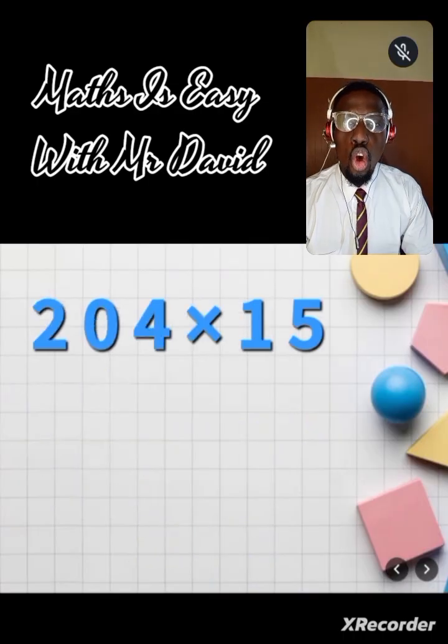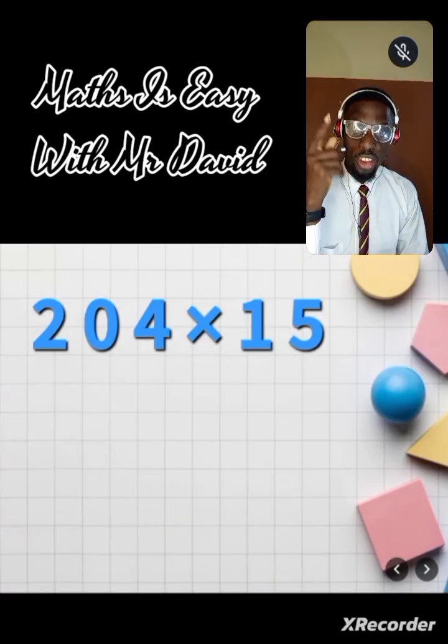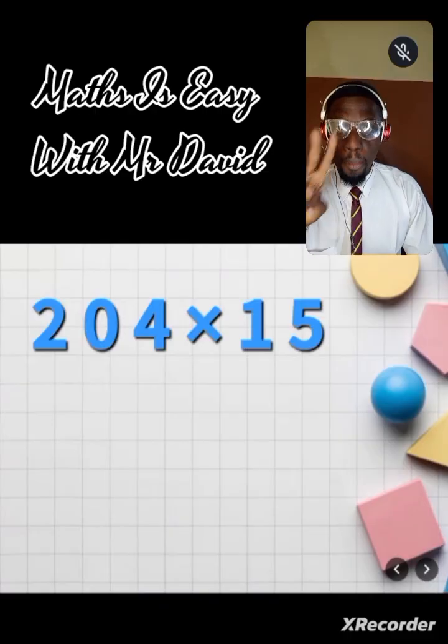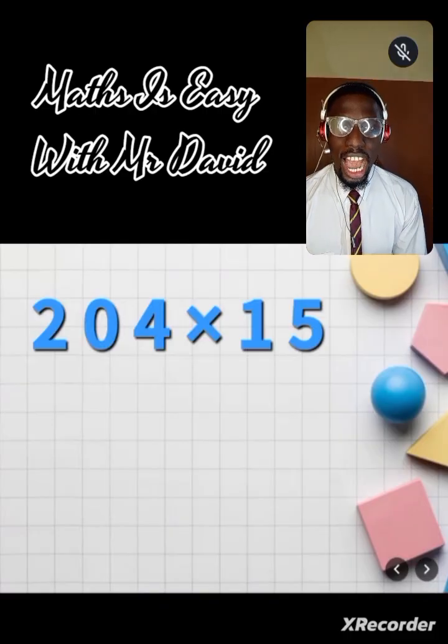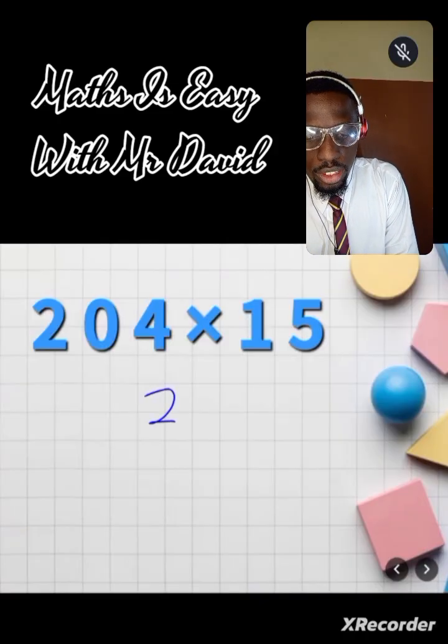Okay, let's take a look at another one. This is 204 multiplied by 15. This is 3 digits. Does it work here? Let's find out. We still have to divide 204 by 2. 4 divided by 2 will give me 2. 0 divided by 2 is 0. Then 2 divided by 2 is 1.